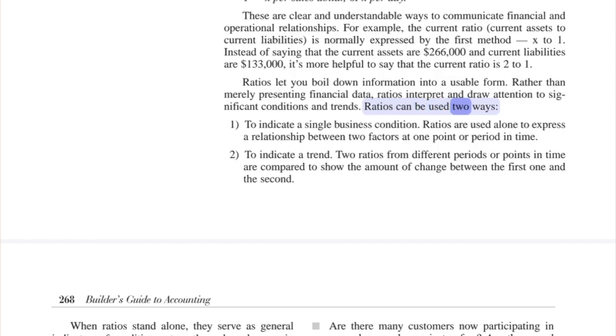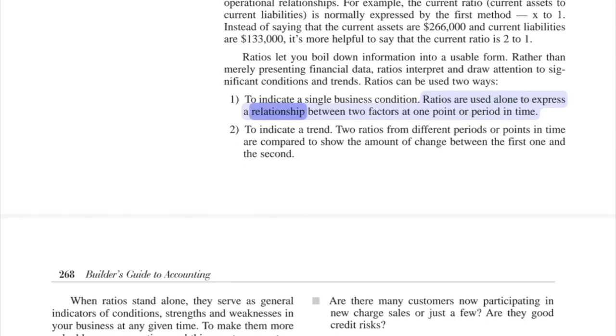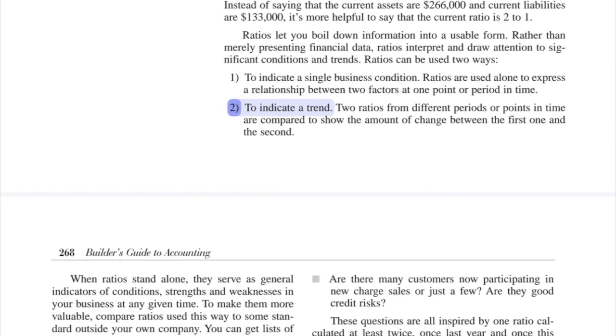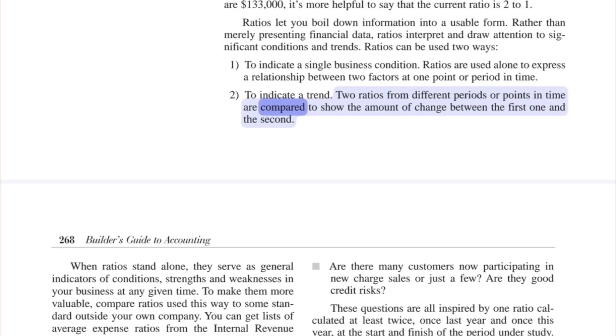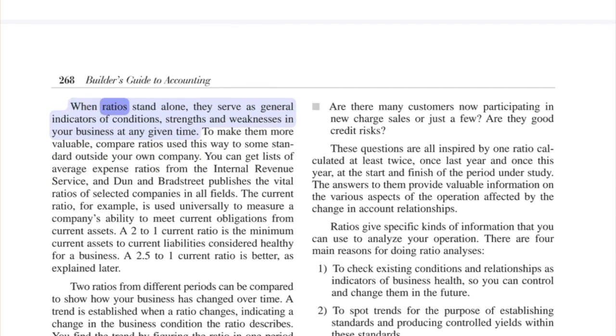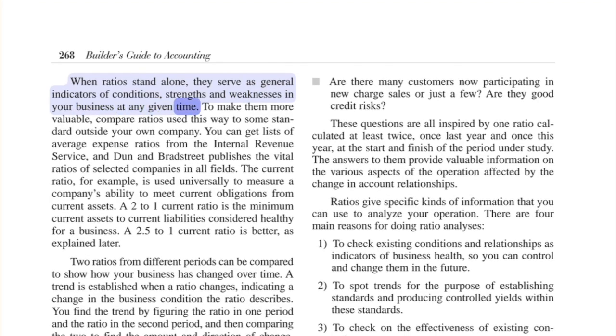Ratios can be used two ways. 1, to indicate a single business condition. Ratios are used alone to express a relationship between two factors at one point or period in time. 2, to indicate a trend. Two ratios from different periods or points in time are compared to show the amount of change between the first one and the second. When ratios stand alone, they serve as general indicators of conditions, strengths, and weaknesses in your business at any given time.